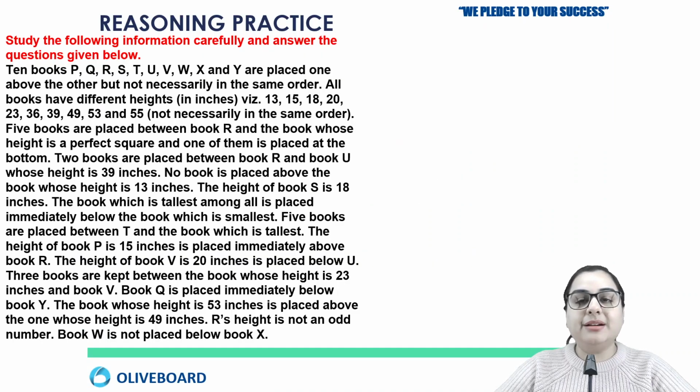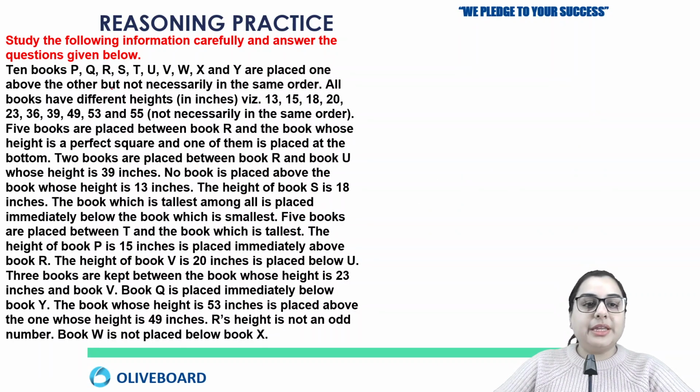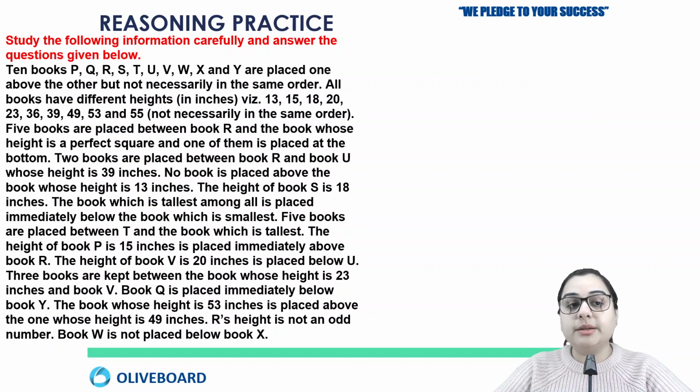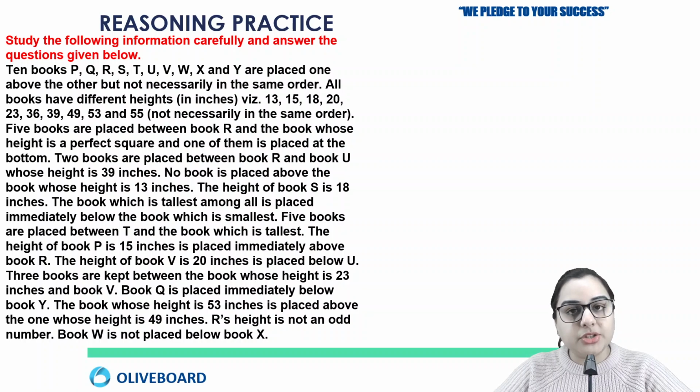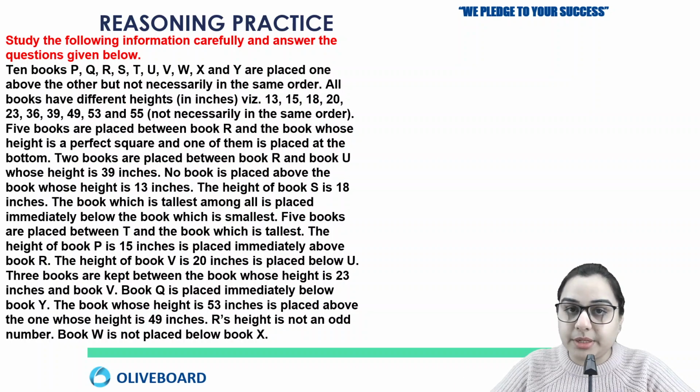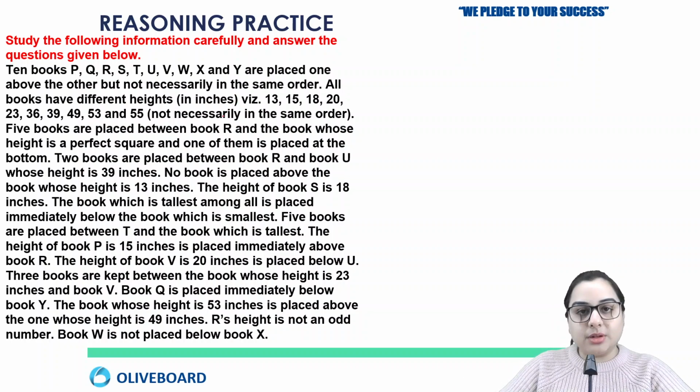So here comes your first question. You have a puzzle where you are given 10 books placed one above the other, but not necessarily in the same order. All books have different heights, given in inches, and then you have some information. This is how your puzzle will be in the examination. You can see the question. This kind of question can be there in your upcoming RBI Grade B examination. So let's start solving this.